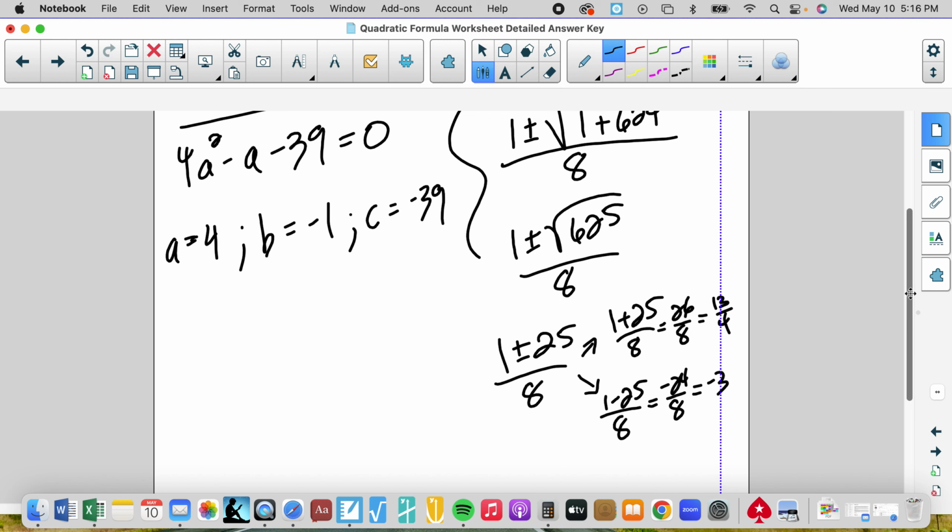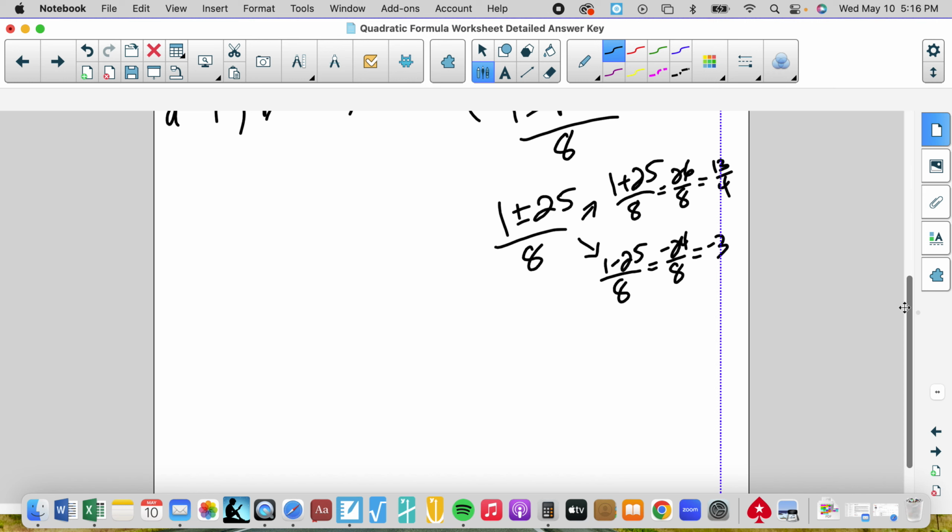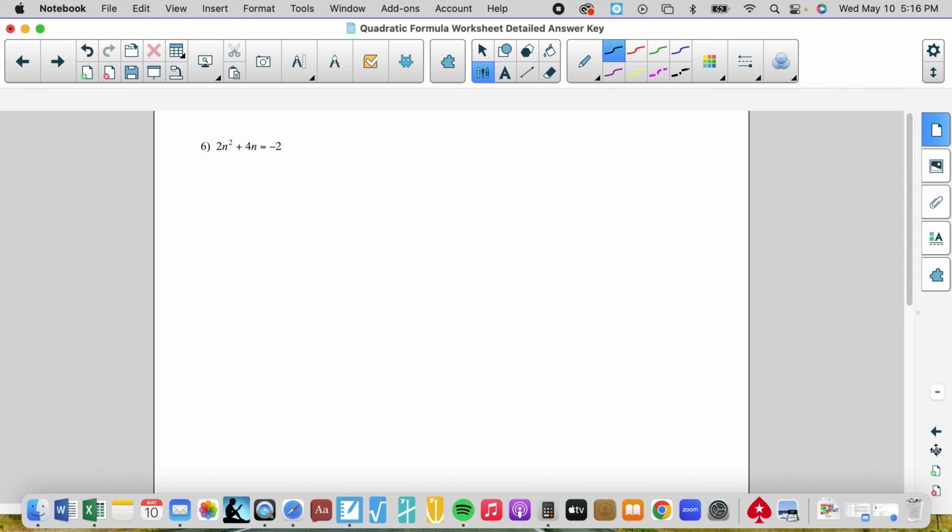So what variable am I using? A. So we would write A equals negative 3, comma, positive 13/4. Those are the two solutions to that equation.